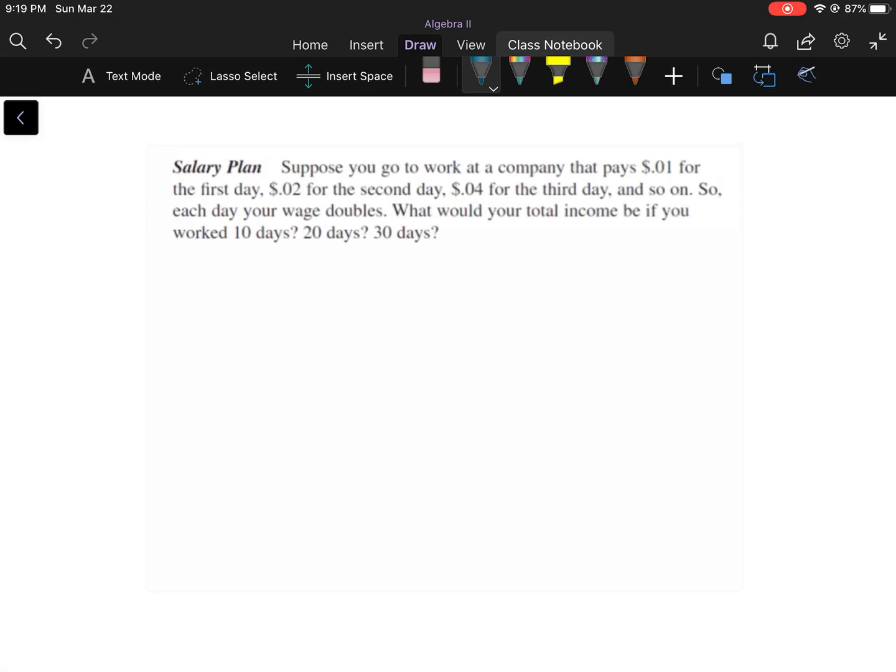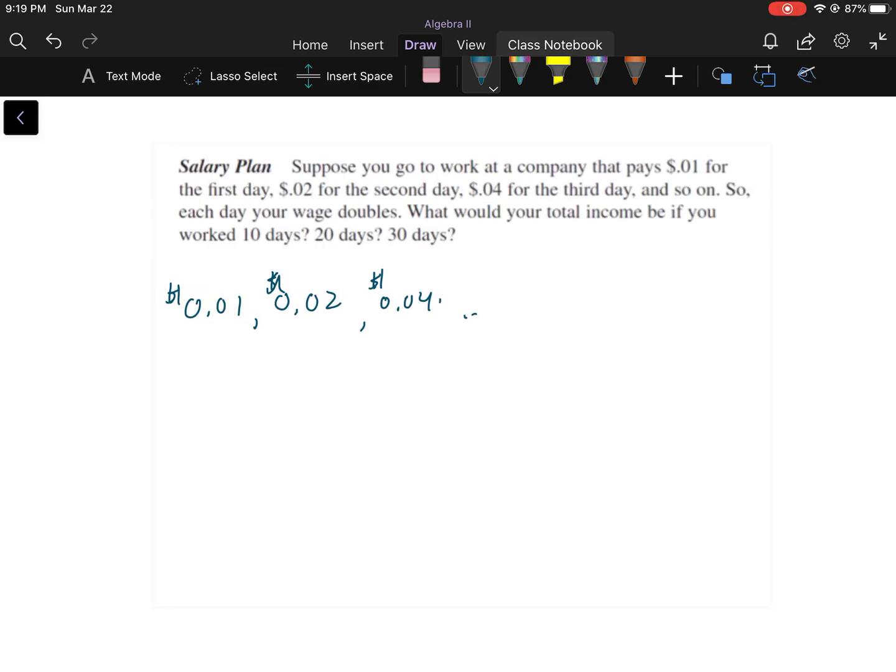Okay, well, suppose that you're working for a company that says they're going to pay you 1 cent on the first day, 2 cents on the second day, 4 cents on the third day, and so on. So each day they're going to double your wage. What would the total income be after the first 10 days, 20 days, and 30 days? Well, here we go. We've got a ratio of 2 and our first number of 1. So let's go sum of 10, sum of 20, the sum of the first 30.